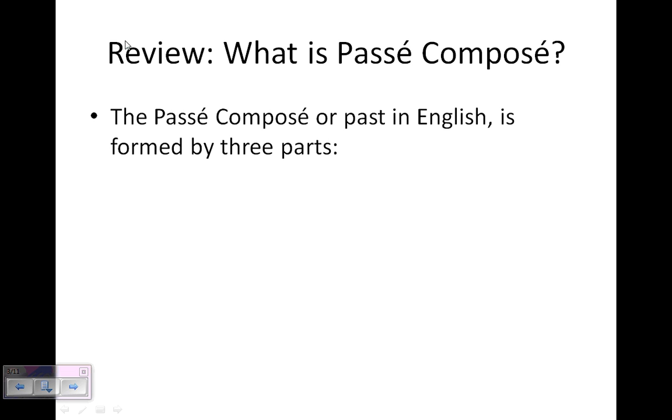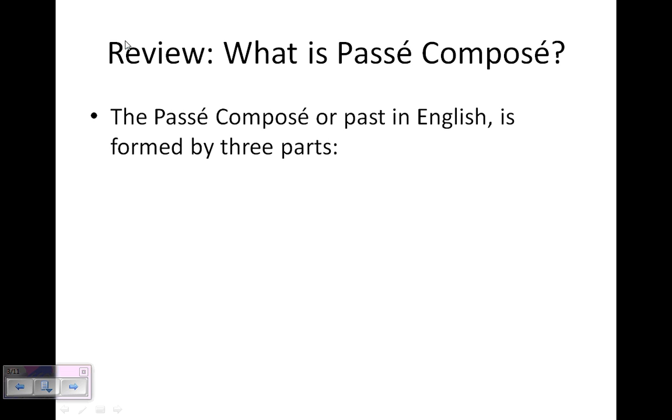Let's start by saying that the past in English is very different from the past in French. We have two ways of saying it in English too, but we tend to use the shorter form. We tend to say I ate, I went. We don't tend to say too much I have gone or I have eaten.